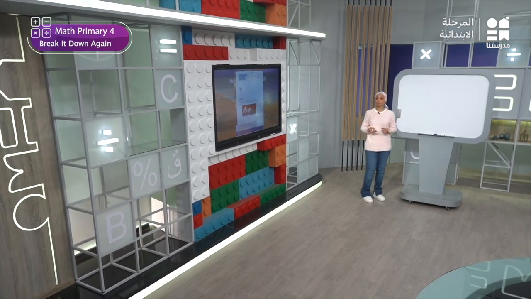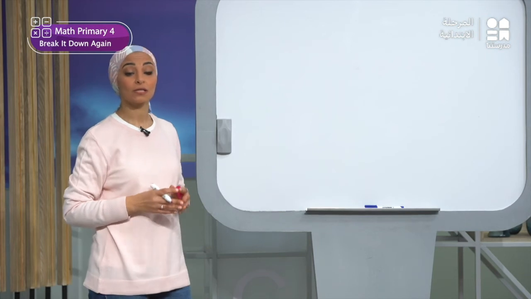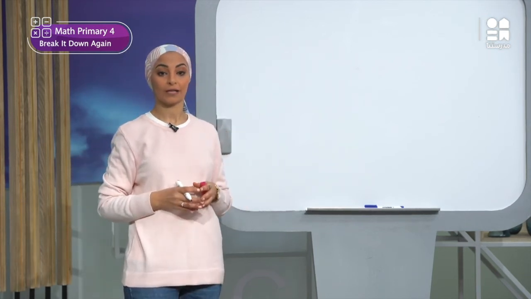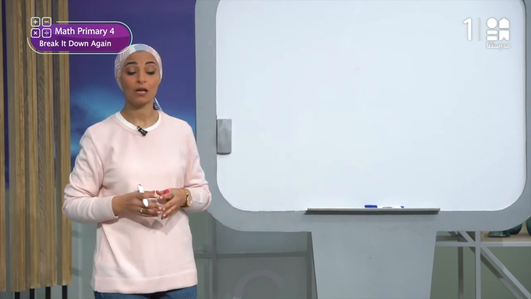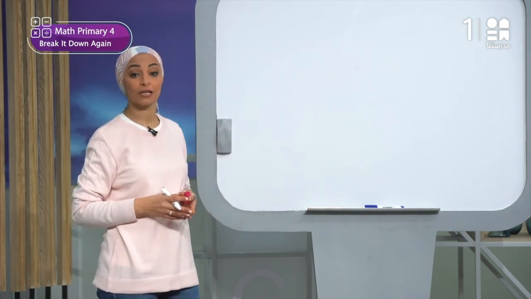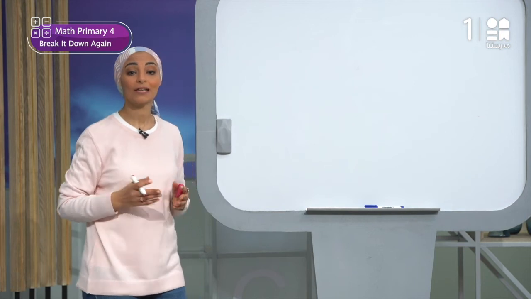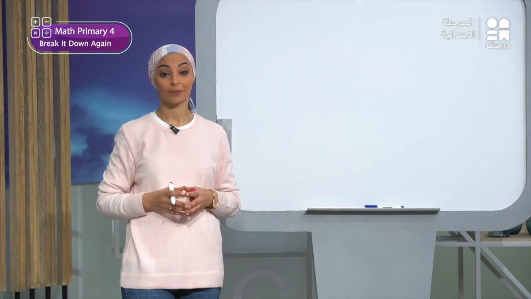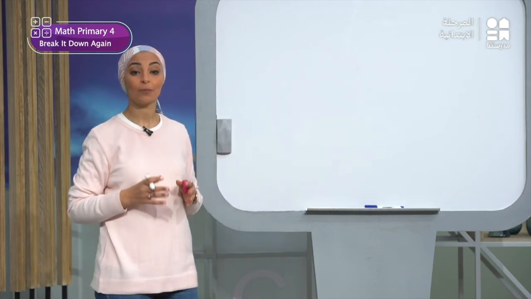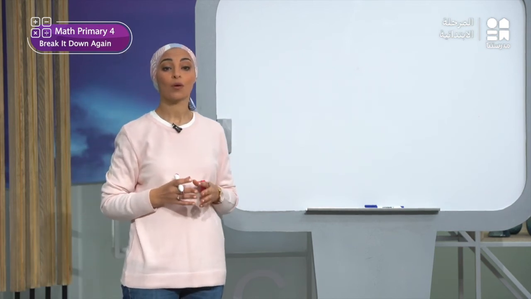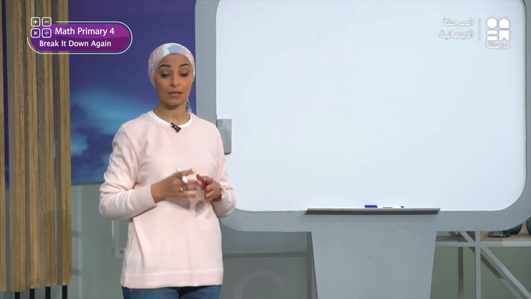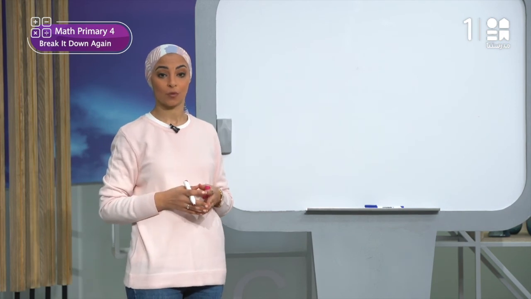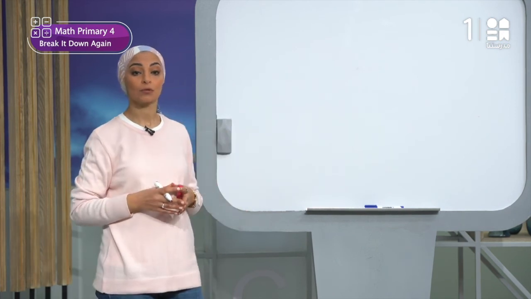And now the problem says that Ahmed said the sum of 1 over 10 plus 7 over 10 plus 4 over 10 is the same as the sum of 5 over 10 plus 5 over 10 plus 2 over 10. We need to decide if Ahmed is correct or not and explain why. To know whether Ahmed is right or wrong, we will add each group of fractions separately, the first equation and the second equation, and then compare their sums.